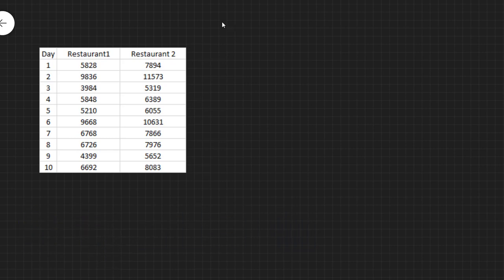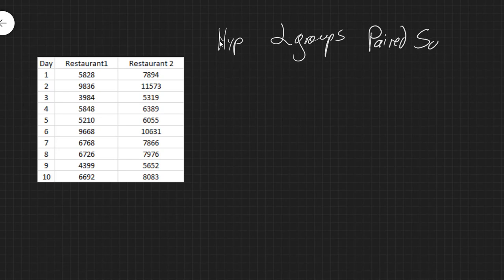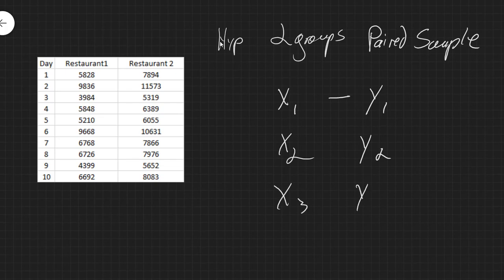Morning. When we run a hypothesis test on two groups, sometimes it's called a two-group t-test. We could do a Z, we could do a t-test for two groups. We sometimes want to do what we call a paired sample. A paired sample has a one-to-one relationship: x sub 1, y sub 1, x sub 2, y sub 2, x sub 3, y sub 3.